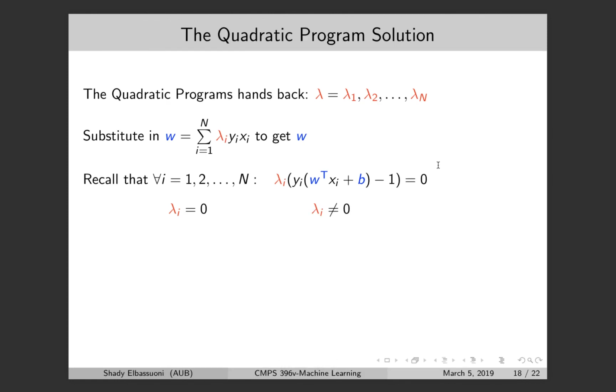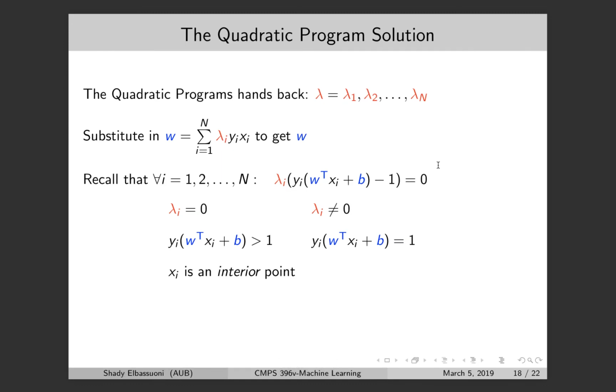When lambda i is equal to 0, I get that yi w transpose xi plus b is greater than 1. And when lambda i is not equal to 0, then the second component has to be equal to 0, so that the multiplication is equal to 0. So I get yi w transpose xi plus b is equal to 1. Okay, what does this mean?